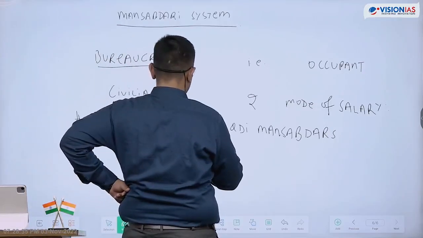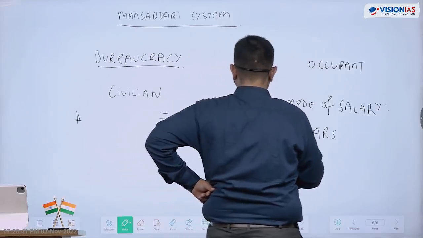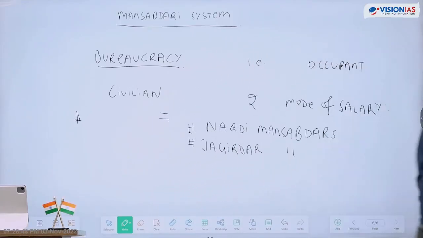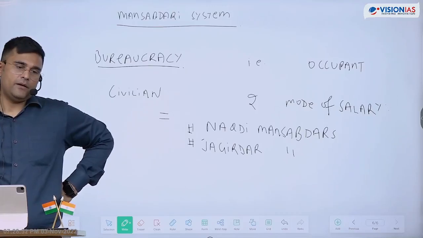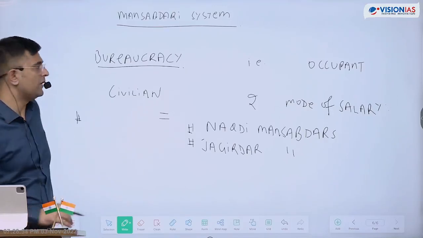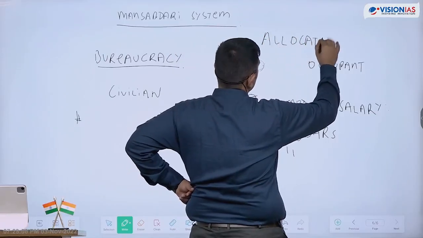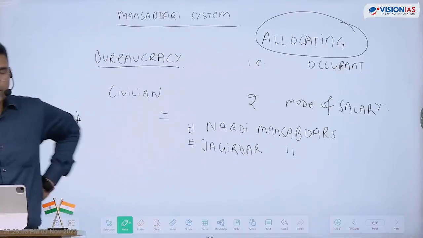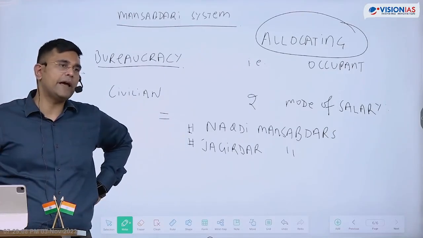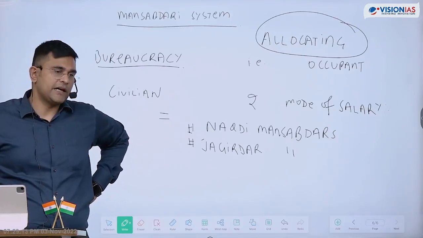Second sub point. Jagirdar Mansabdars dash. Paid in form of allocating. Allocating means to allocate, to give. Paid in form of allocating a Jagir.